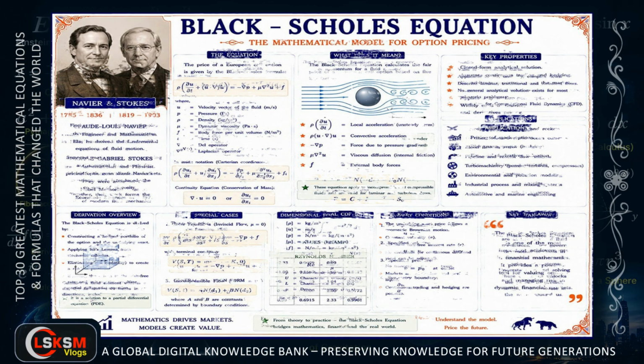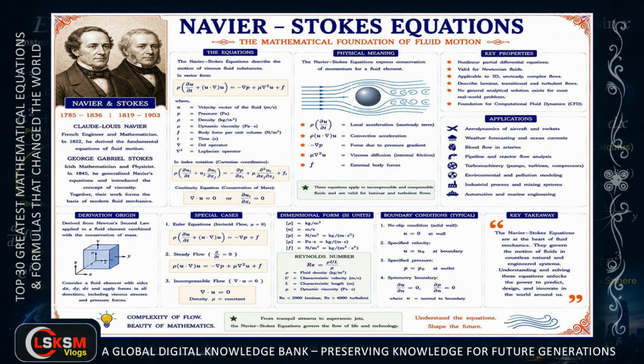Twenty-seven. Navier-Stokes equations. Persons: Claude Louis Navier, 1785 to 1836, and George Gabriel Stokes, 1819 to 1903. The Navier-Stokes equations describe the motion of fluids such as liquids and gases. They are fundamental to fluid mechanics and engineering.